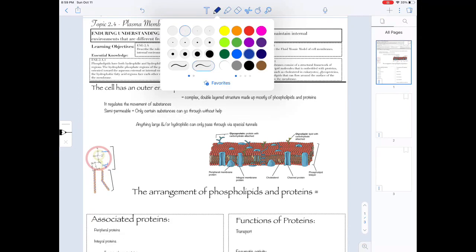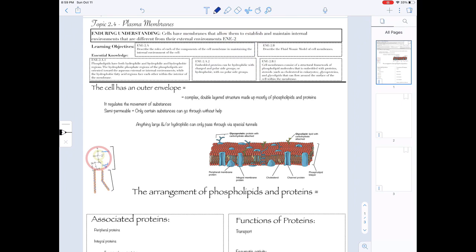All right, let's go ahead and go into topic 2.4 on plasma membranes. At the very top of our handout, I pulled in the information from College Board CED. You've got your enduring understanding, your learning objectives, and your essential knowledge. Now, I definitely think the essential knowledge is really useful for you guys to keep referring back to, because this tells you exactly what you need to understand on this subtopic.